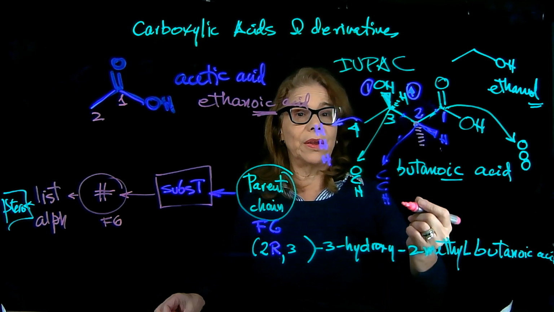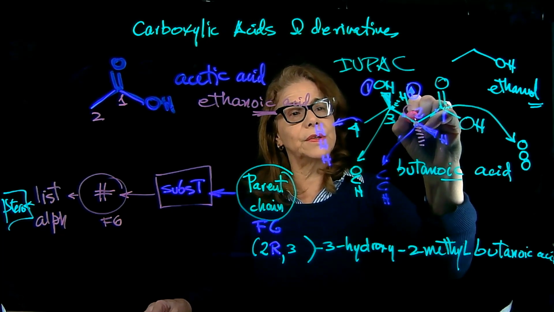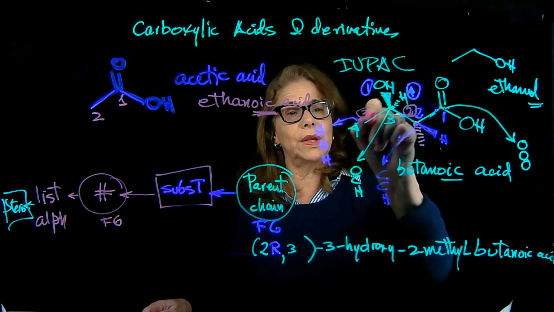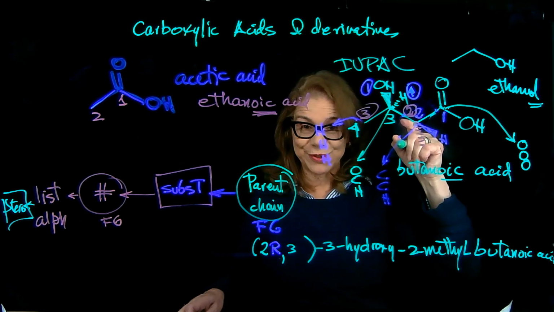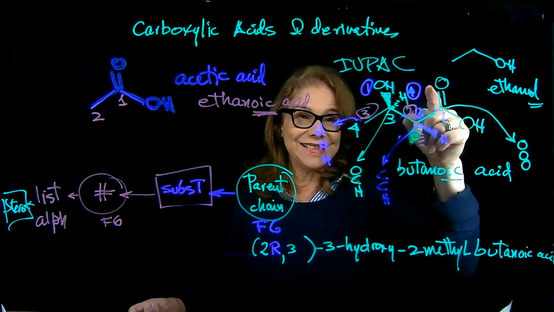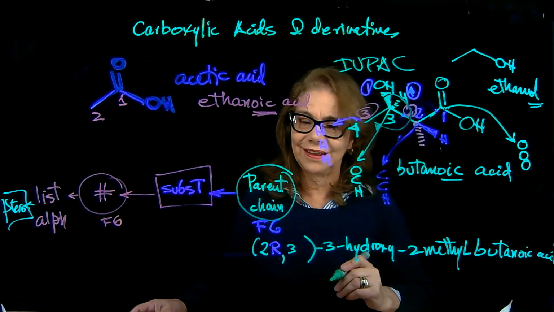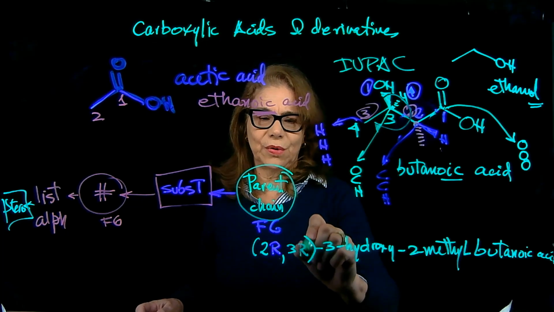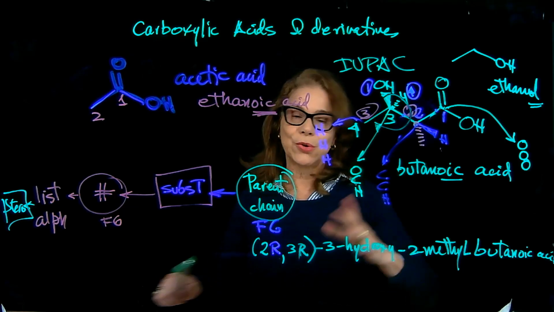Now having the priorities set, this is 1, this is priority 2, they change to the side, this is 3, this is 4, and what I need to do is follow those numbers. The lowest priority is in the back, so I'm going to be doing 1, 2, 3. So this center is R as well. So now we know this follows the rules for IUPAC.